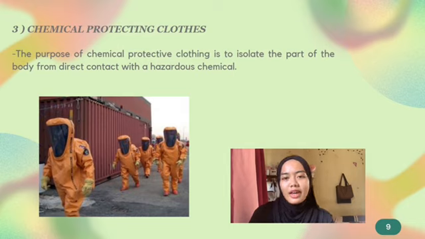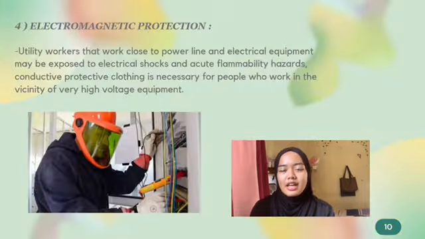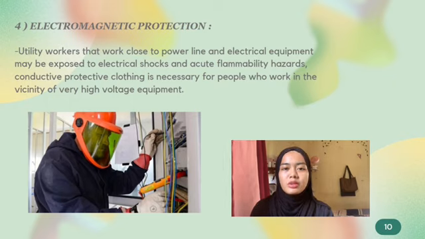Next, the end use chemical protection clothes. The purpose of the chemical protective clothing is to isolate the part of the body from direct contact with a hazardous chemical. As we can see, the next end use is electromagnetic protection. Antenna workers that work close to power lines and electrical equipment may be exposed to electrical shock and acute vulnerability hazards. Conductive protective clothing is necessary for people who work in the vicinity of very high voltage equipment.